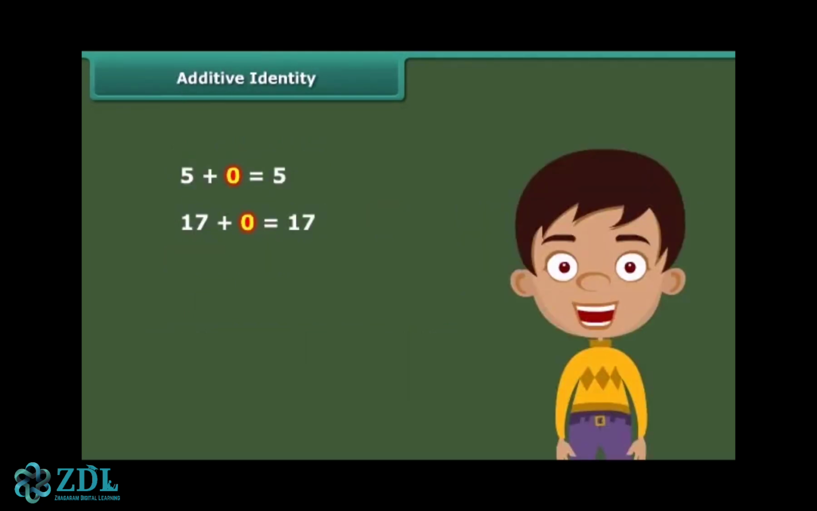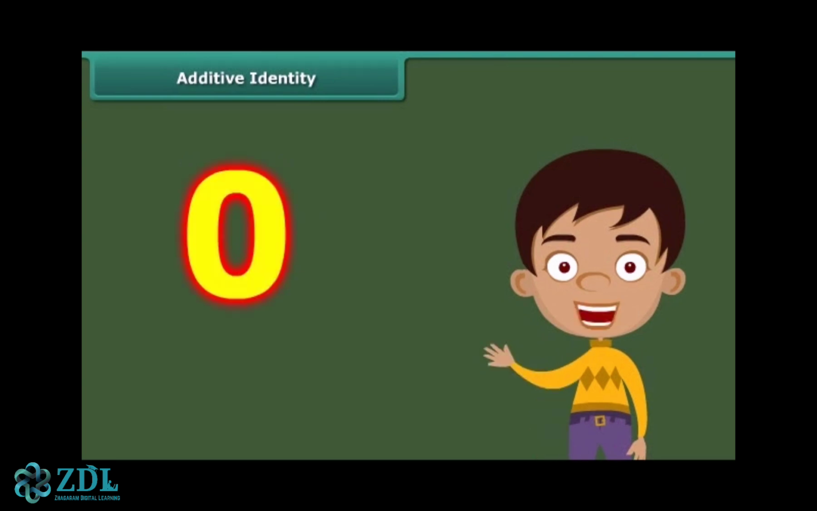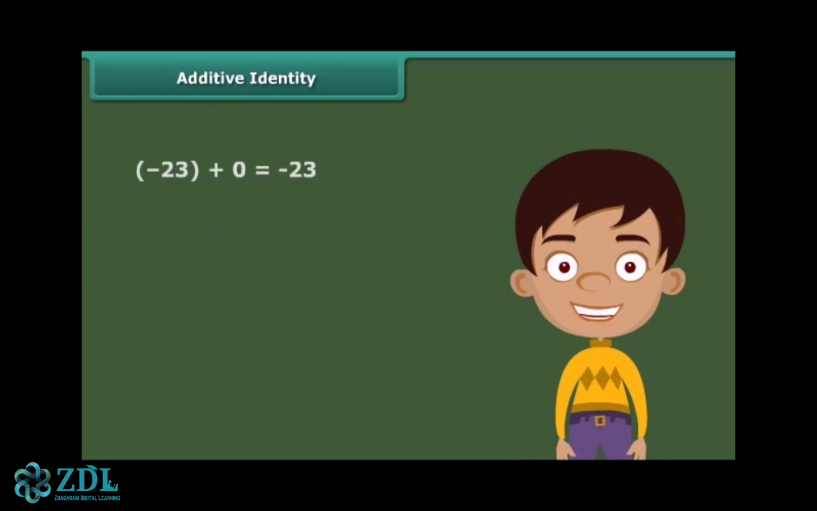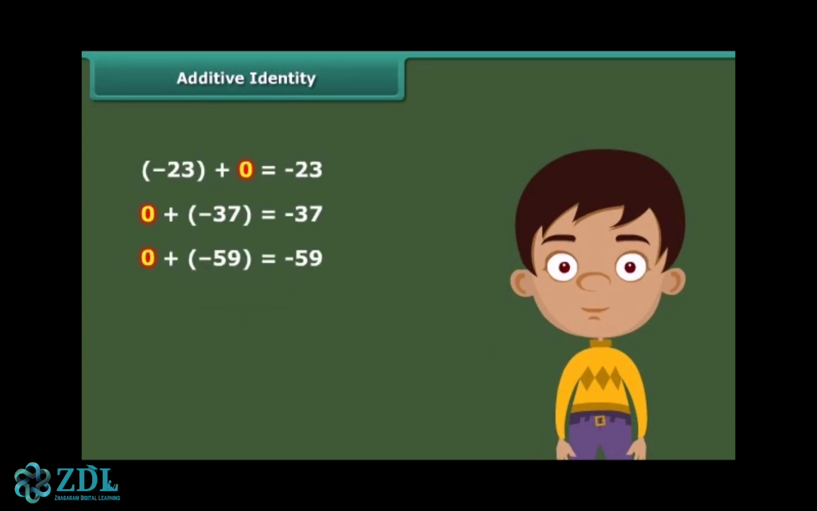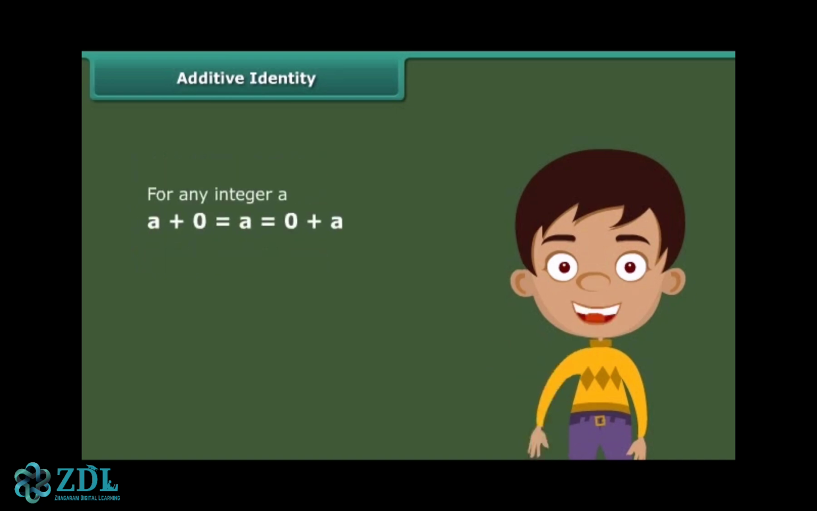When we add 0 to any whole number, we get the same whole number. 0 is an additive identity for whole numbers. Similarly, if we add 0 to any integer, we get the same integer. In general, for any integer a, a plus 0 is equal to a, which equals 0 plus a.